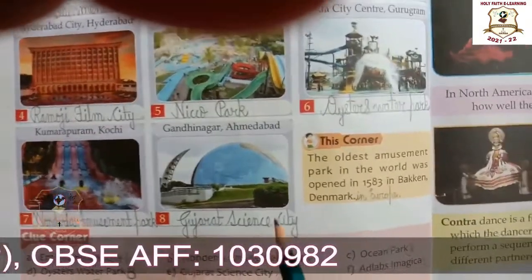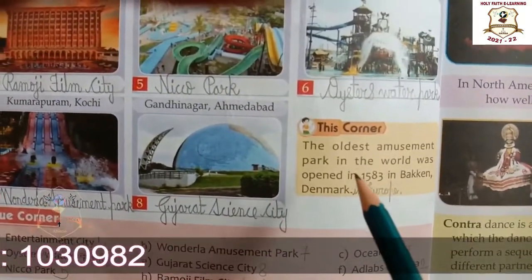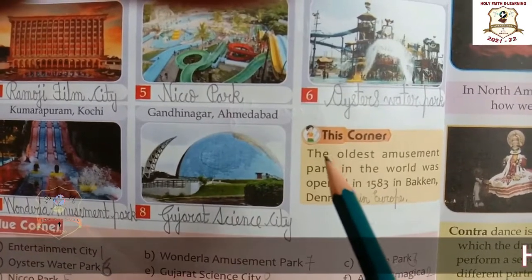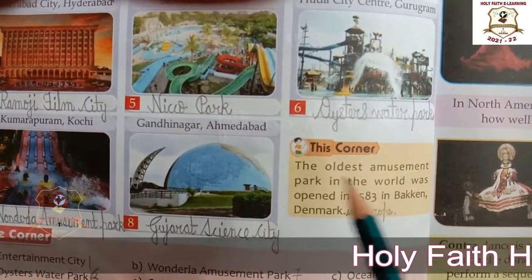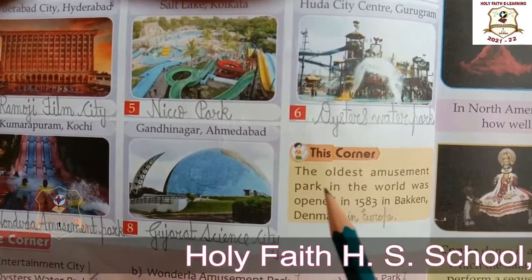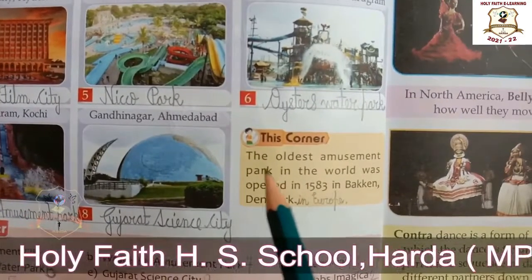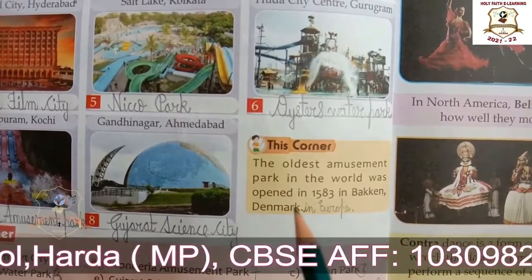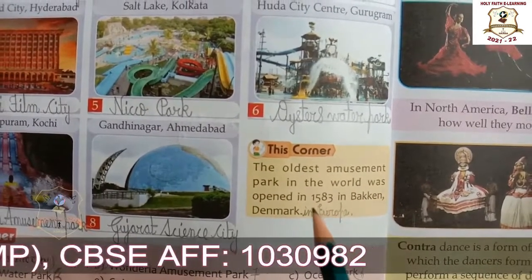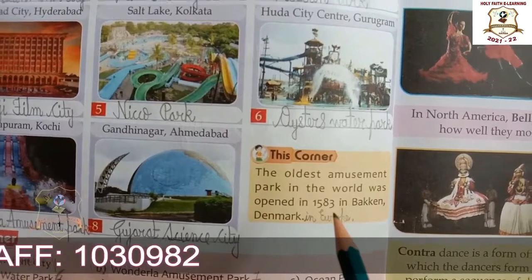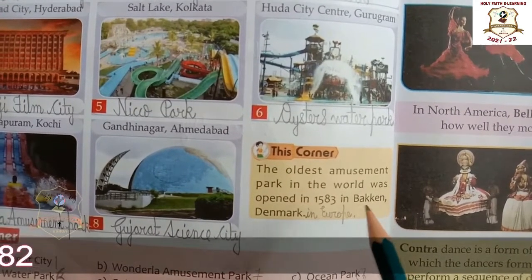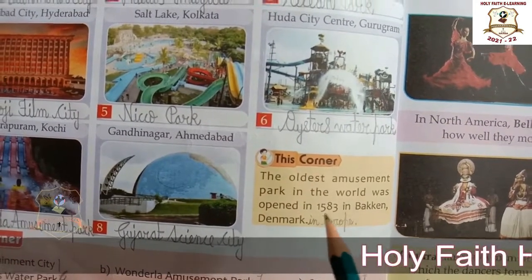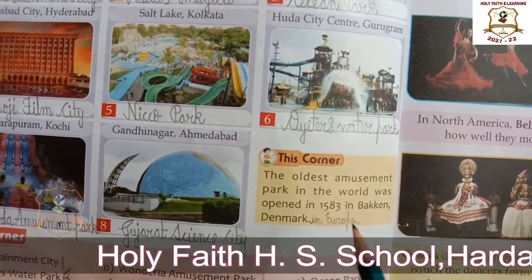Now there is a corner. What is written over this corner? The oldest amusement park in the world was opened in 1583. Where is it? In Bakken, Denmark, and it is situated in Europe.